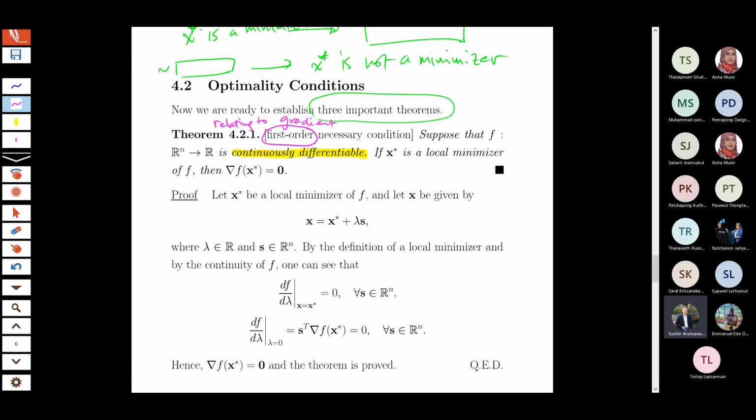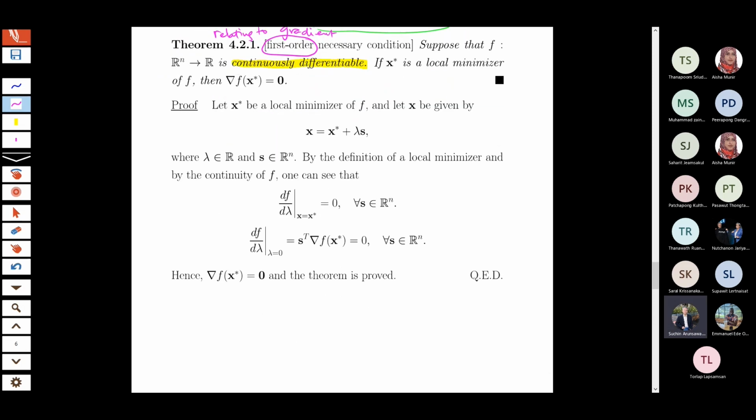If you read the result in this way, you will see that the gradient of the function f at the point x star being a zero vector is a necessary condition for optimality. It is a necessary condition for the point x star to be a local minimizer of the function f. Now we can prove this.